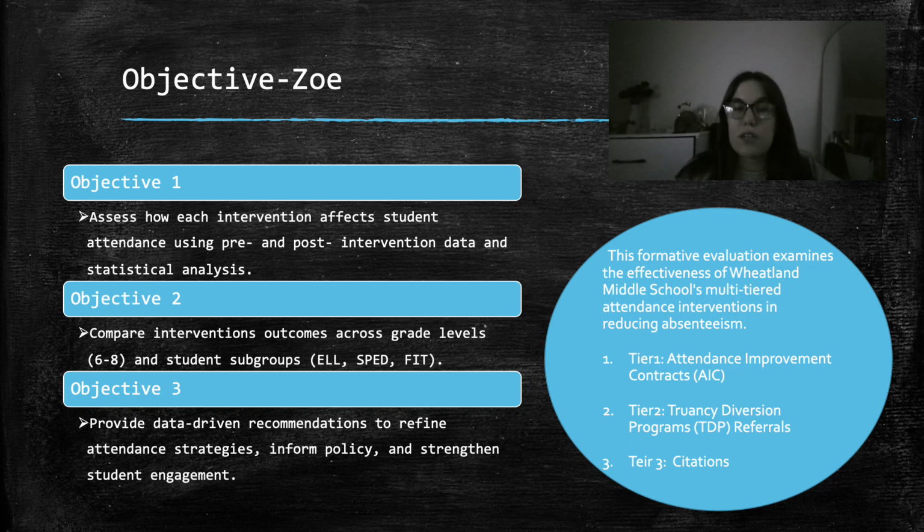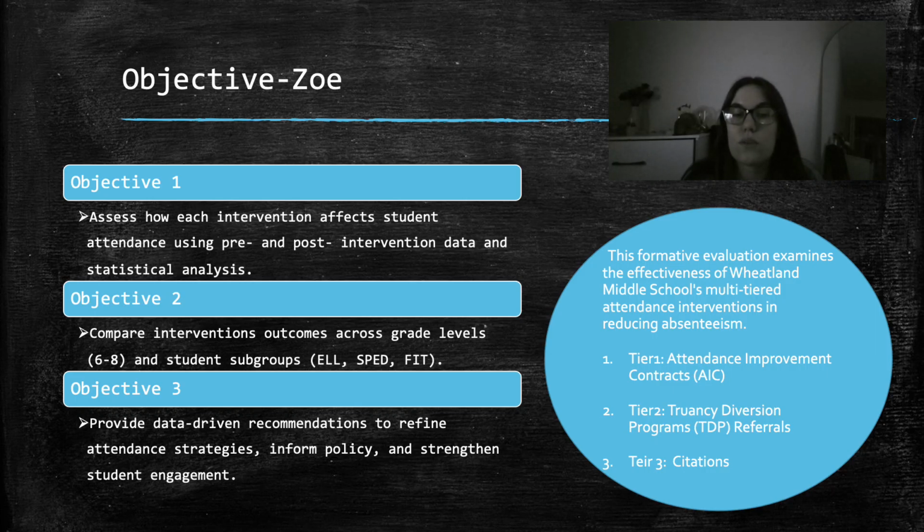So for our first objective, we wanted to measure intervention effectiveness. With this, we assessed how each tiered intervention improved student attendance. We compared this by using pre and post intervention attendance data, and then we used statistical analysis, specifically a t-test, to identify significant changes.